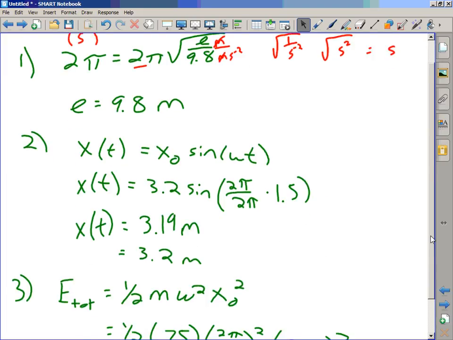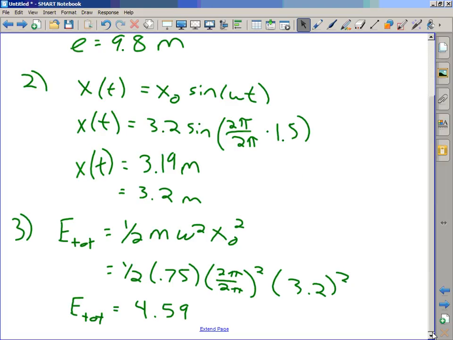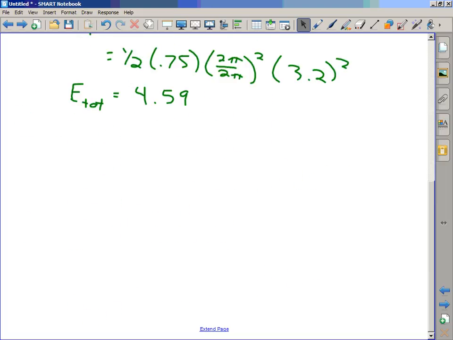So here, what did everyone come out with? 4.59? No, what is it? 3.84 units. Joules. Sig figs, how many? 2, so it becomes what? 3.8. 3.8 joules.